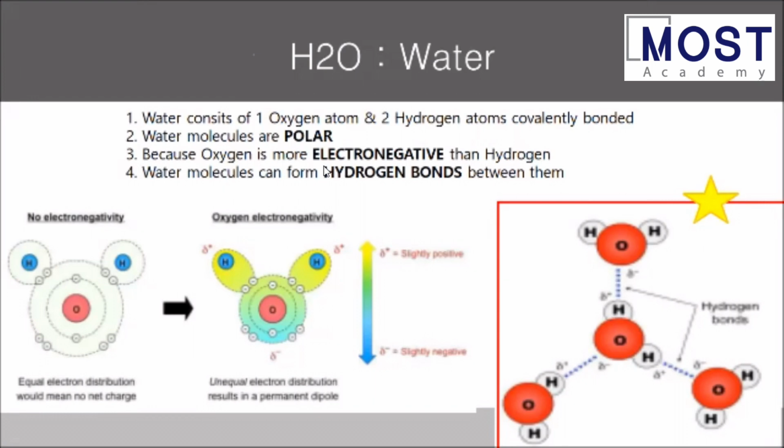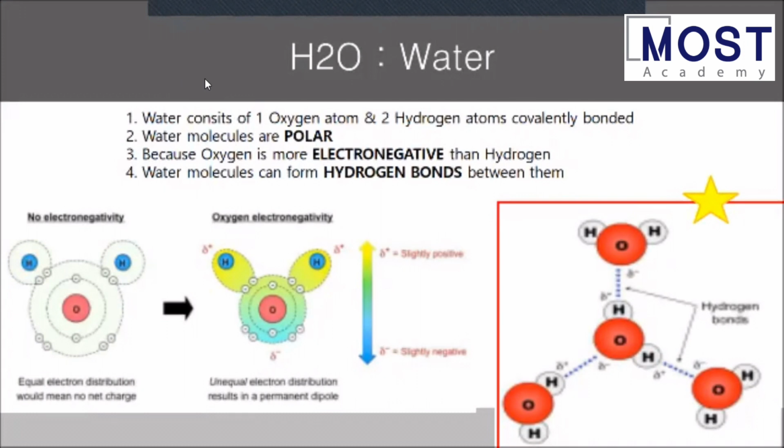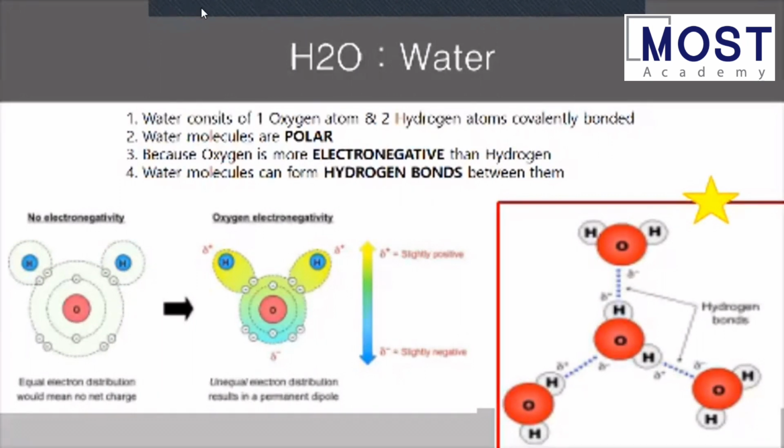So water consists of one oxygen atom and two hydrogen atoms. As we can see in the picture below, the oxygen atom is very big compared to the hydrogen atom. So they are bonded together by covalent bonds, meaning they share electrons to form this bond. The oxygen is very big compared to the hydrogen, so it has a higher electronegative power than hydrogen. So if you say oxygen is more electronegative than hydrogen, it means that it has the power to drag the shared electrons more towards the oxygen.